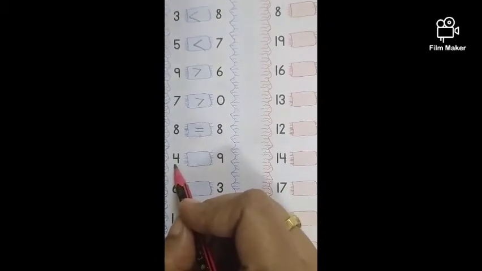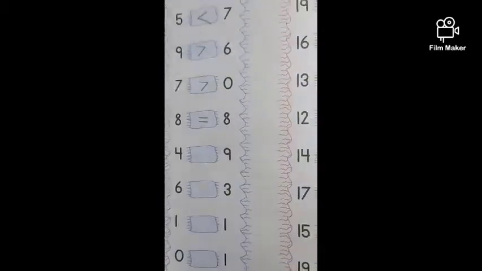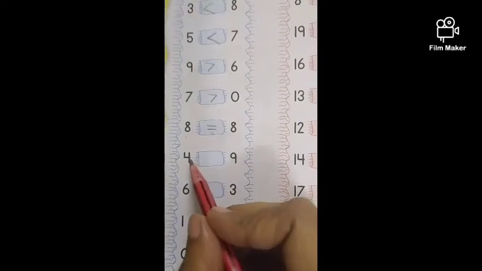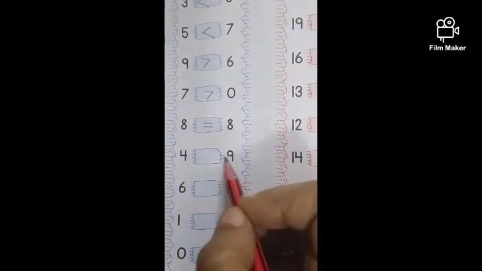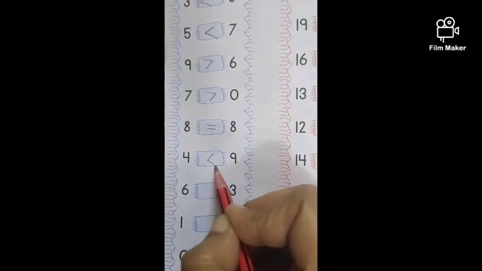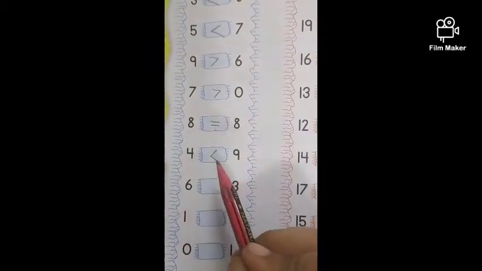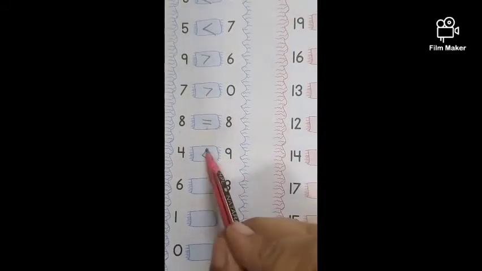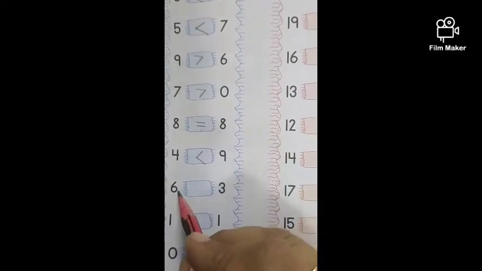Okay. Now this is 4 and this is 9. Is 4 bigger or lesser than 9? Yes, 4 is lesser number. 9 is big number. So which sign will come? This is open side to the bigger number. And read it. How do you read it? 4 is lesser than 9. This is the lesser than sign. And this one is greater than.